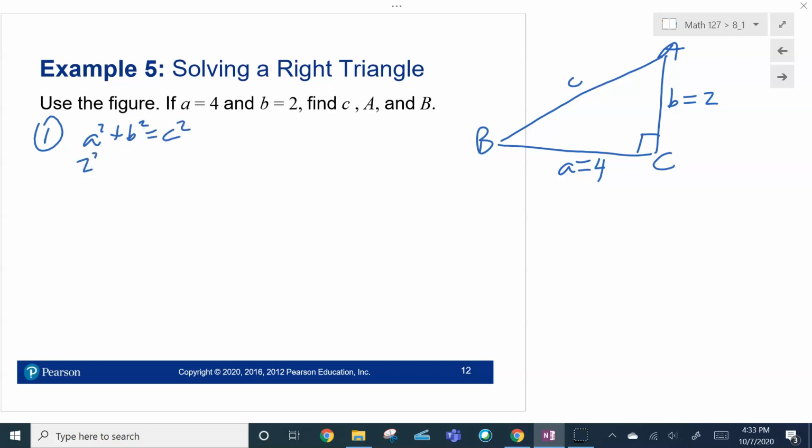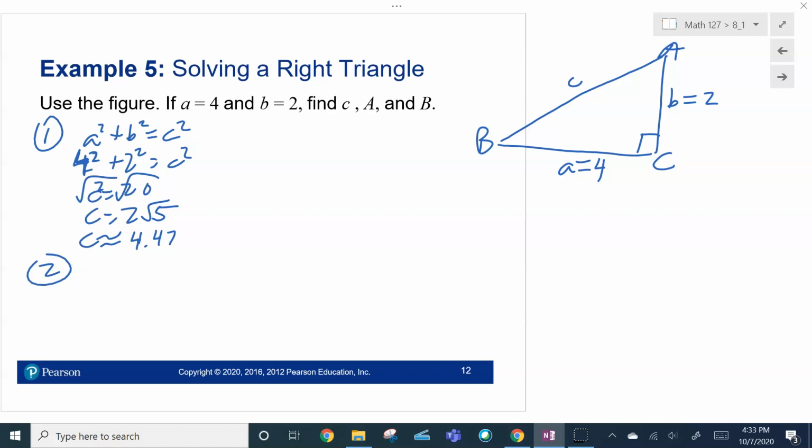Well, since I have two of the three sides, I'm going to say a squared plus b squared equals c squared. So 4 is my a. 4 squared plus 2 squared equals c squared. So c squared equals 20. So c equals plus or minus root 20, or 2 root 5, or 4.47. Okay.